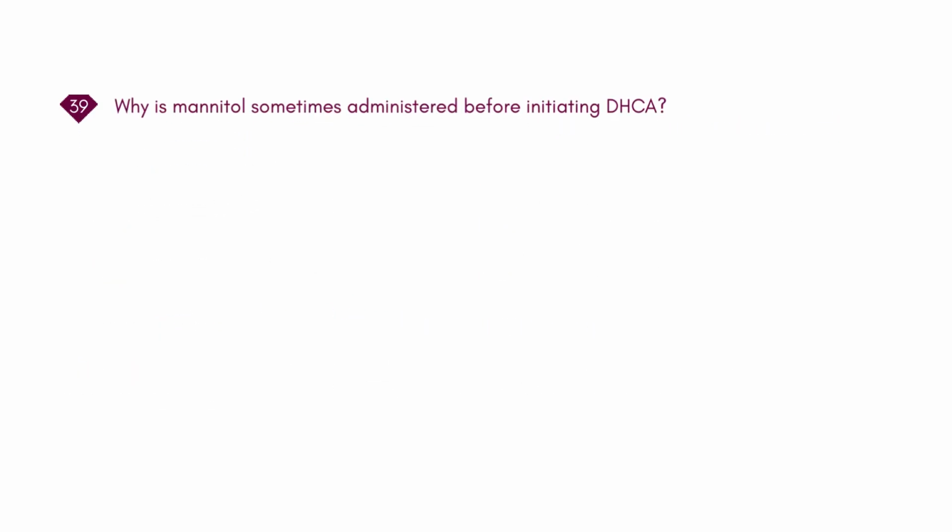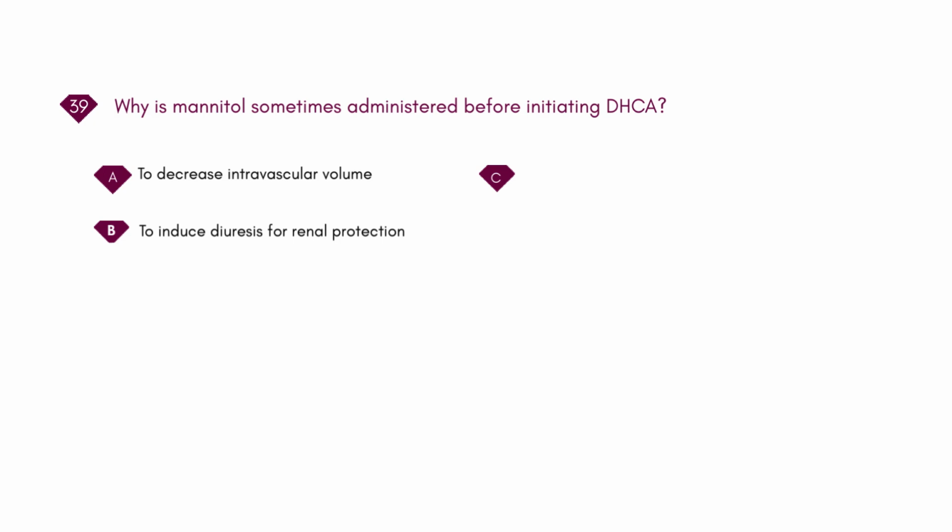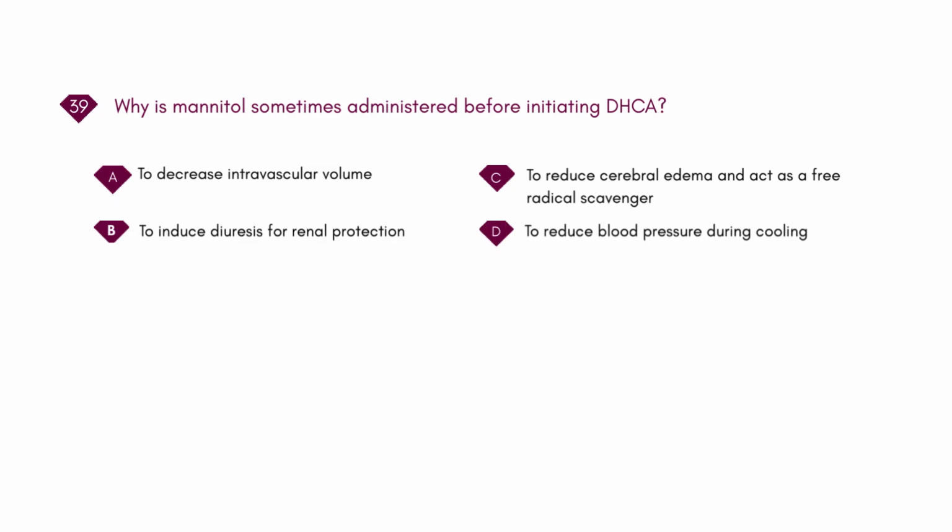Why is mannitol sometimes administered before initiating DHCA? A. To decrease intravascular volume. B. To induce diuresis for renal protection. C. To reduce cerebral edema and act as a free radical scavenger. D. To reduce blood pressure during cooling. Answer: C. To reduce cerebral edema and act as a free radical scavenger.